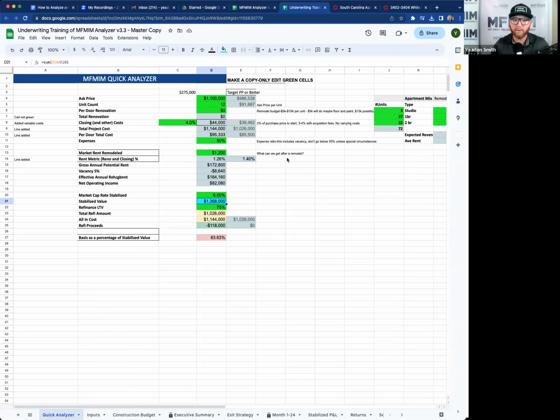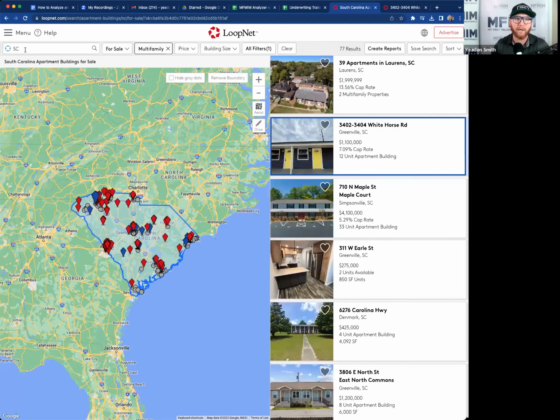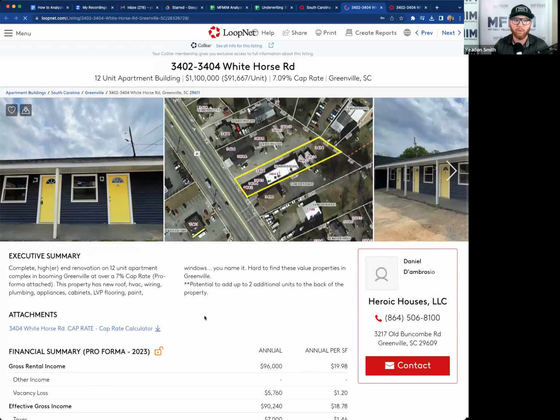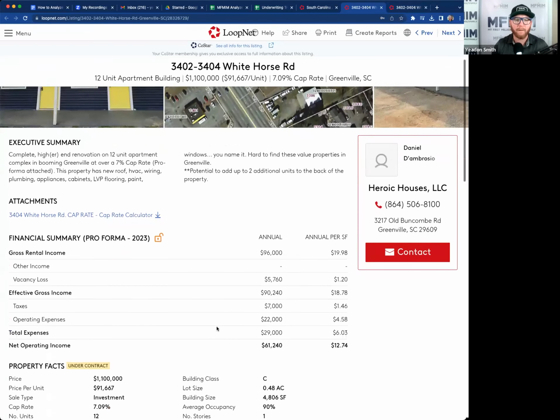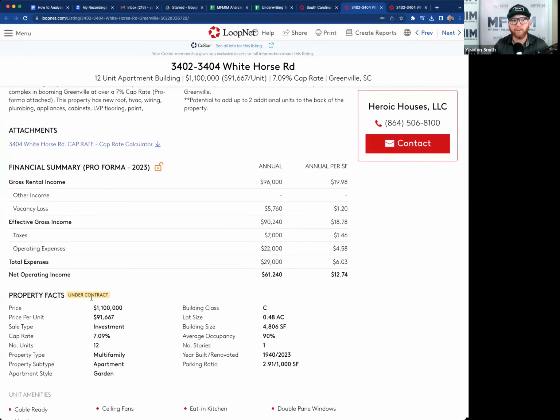So what I've done, found something on LoopNet. We're looking in South Carolina, multifamily, irrelevant of size, irrelevant of price. And I just found this one right here. This is in Greenville, South Carolina. Let's see what the numbers look like on that. So here we are. Now, nice thing is there's no pressure because this property is already under contract. We're just going to use this as an example of how to analyze stuff.